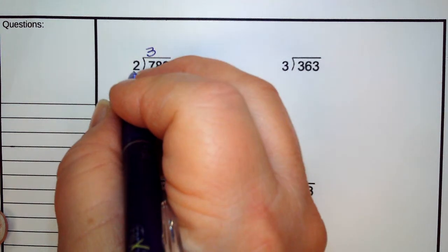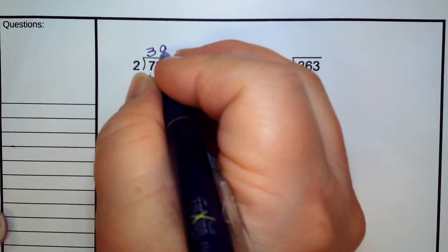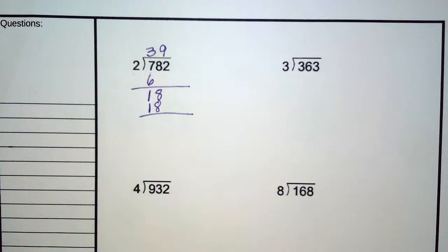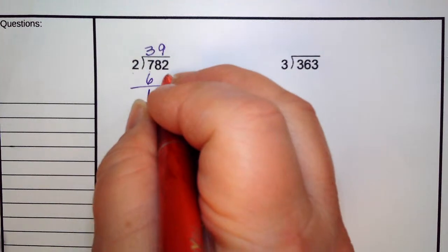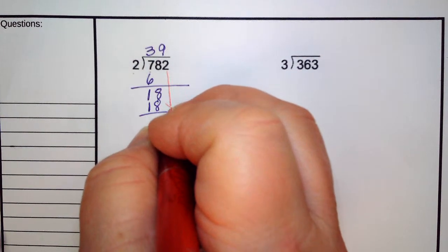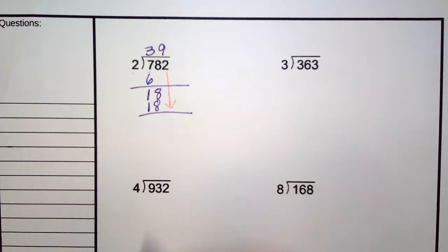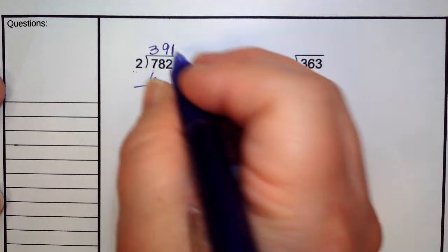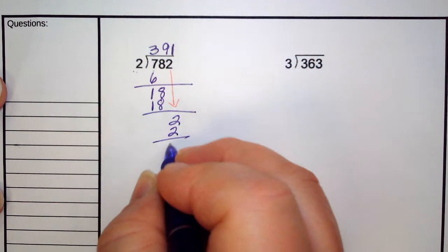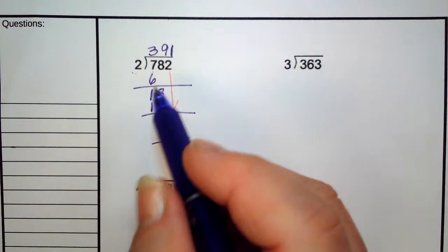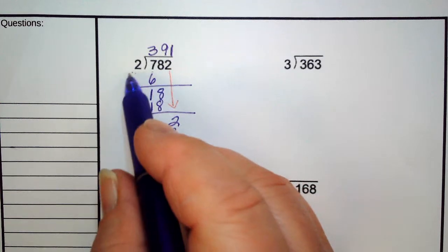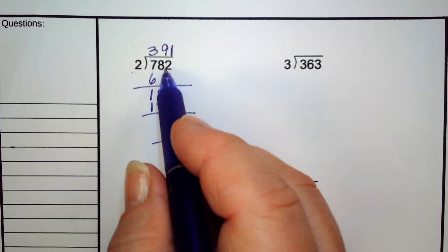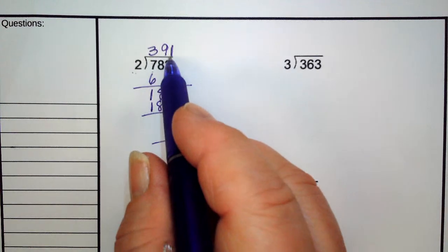18 divided by 2 is 9. 9 times 2 is 18. Am I done yet? No. Even though that's 0, I've got to bring down that last 2. 2 divided by 2 is 1. 1 times 2 is 2. I've got a 0 remainder. 782 divided by 2 is 391. 782 cut in half is 391.